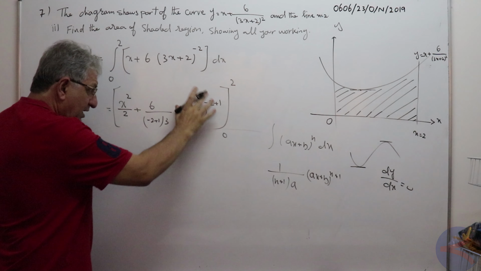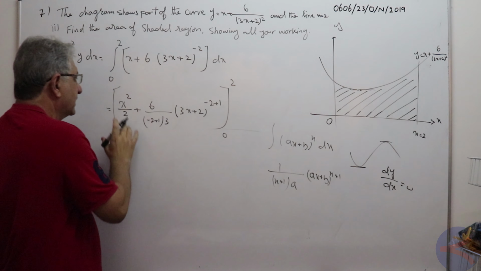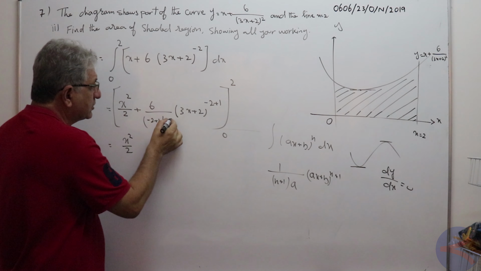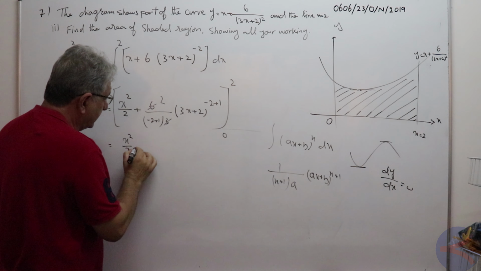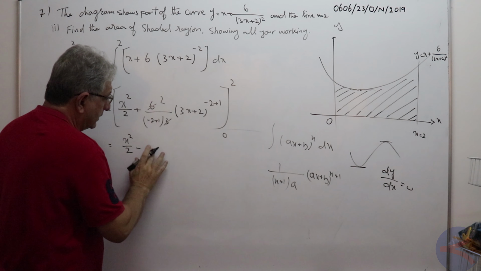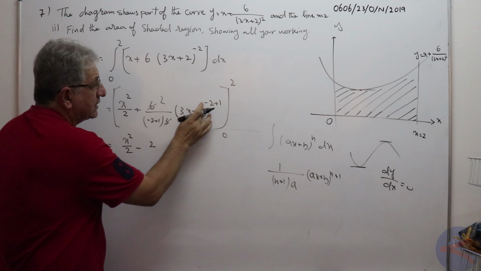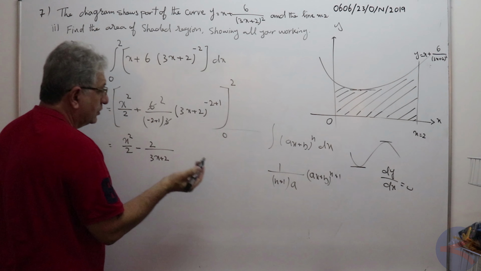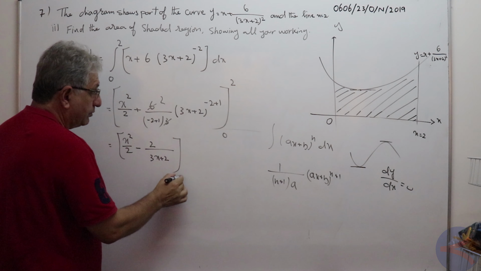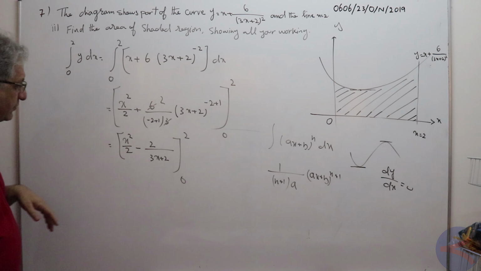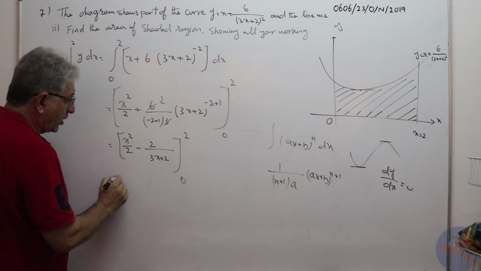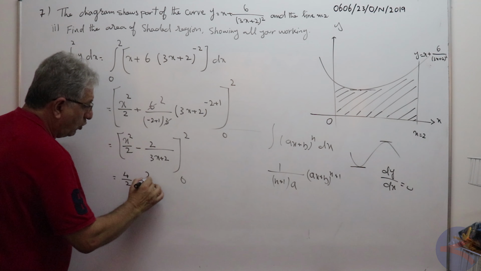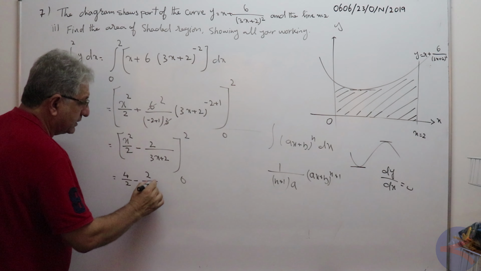Now, I would like to simplify this a little bit, and then I will go on to substitute numbers. So x squared over 2, this 3 cancels, this is 2, this is minus 1, therefore this is negative 2 over, and this is power negative 1, therefore it goes to the denominator, therefore this is 3x plus 2. You see, much simpler than the previous one. Now you have to put 2 inside this, therefore 2 to the power of 2 is 4, 4 over 2 minus 2 over, you are putting 2 here, will be 6, will be 8.